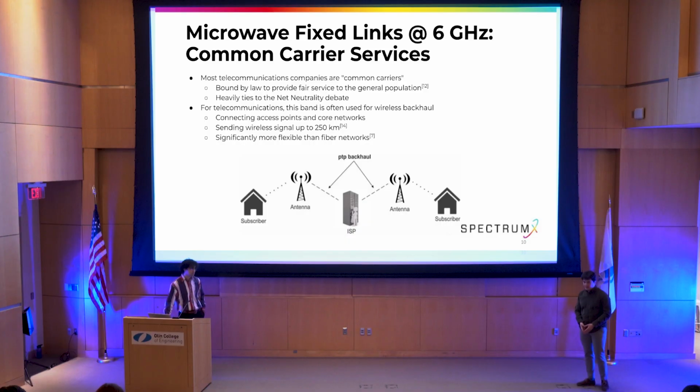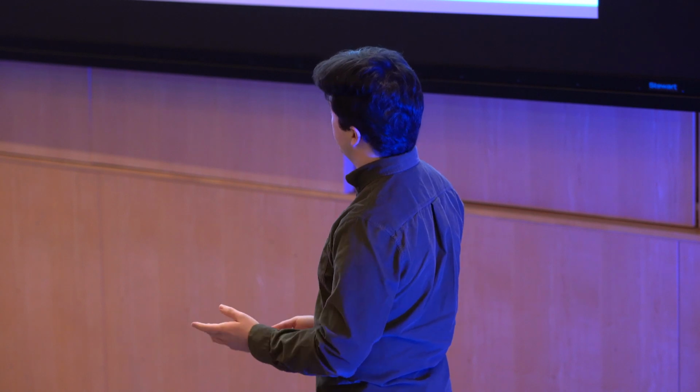Yeah, so first up are common carrier services. Common carrier is a legal designation, specifically in this context applied to telecommunications carriers, which means that they are bound by law to provide fair service to the general population. This heavily ties into the net neutrality debate, which is far outside the scope of this presentation, but is worth touching on here. For the rest of this presentation, we use common carrier to refer specifically to the large backhaul networks that connect access points and core networks across the nation. These are significantly more effective and flexible than cable networks.